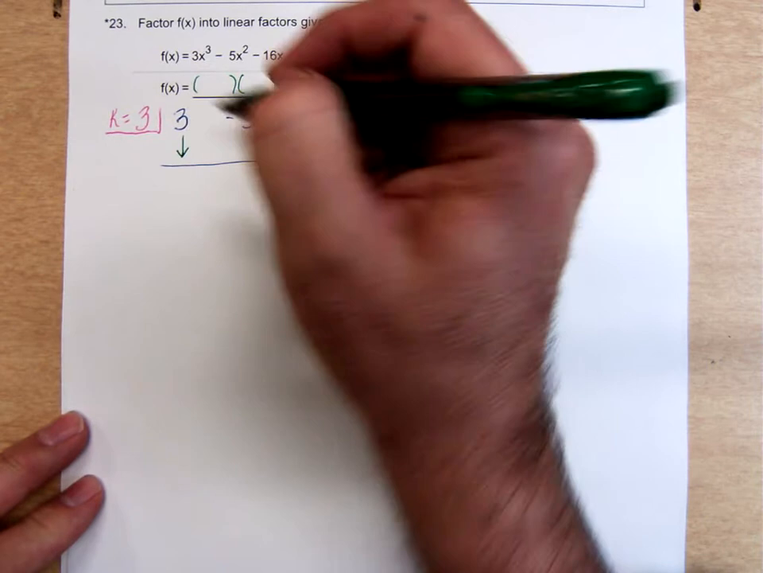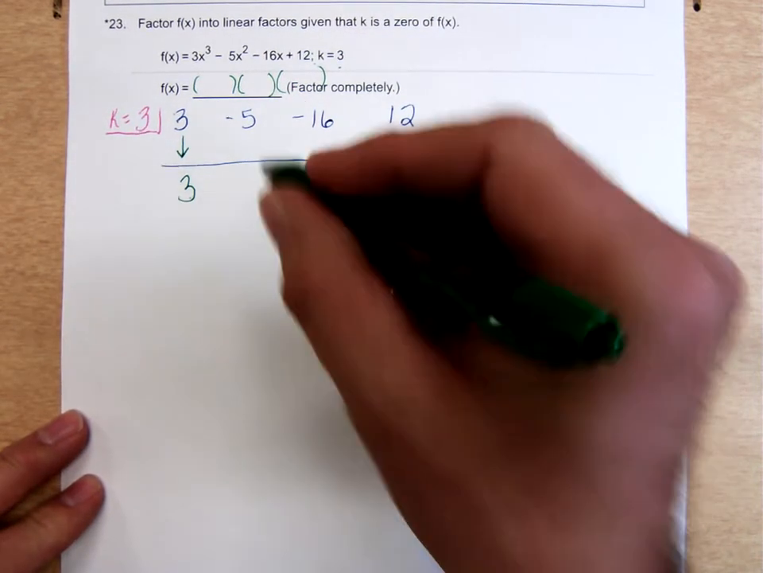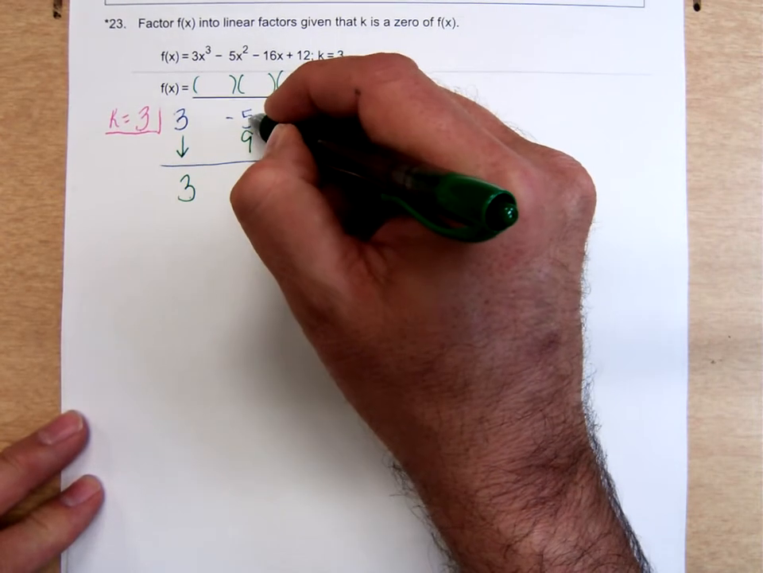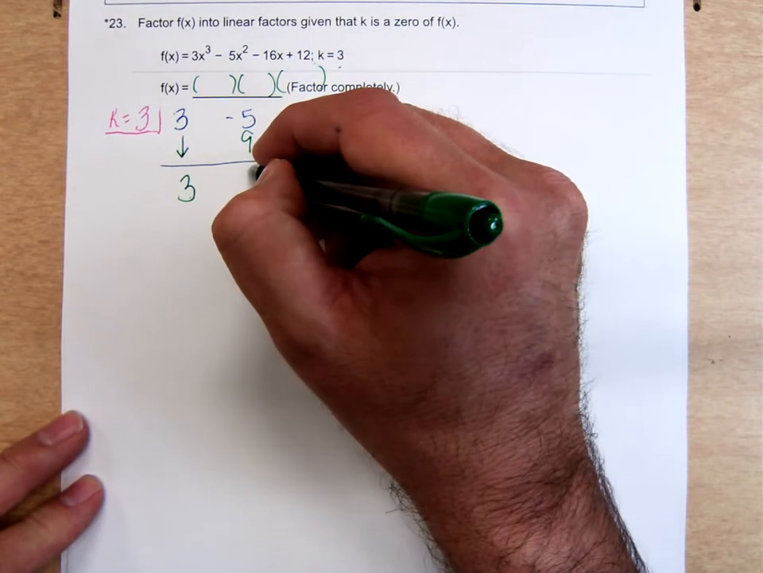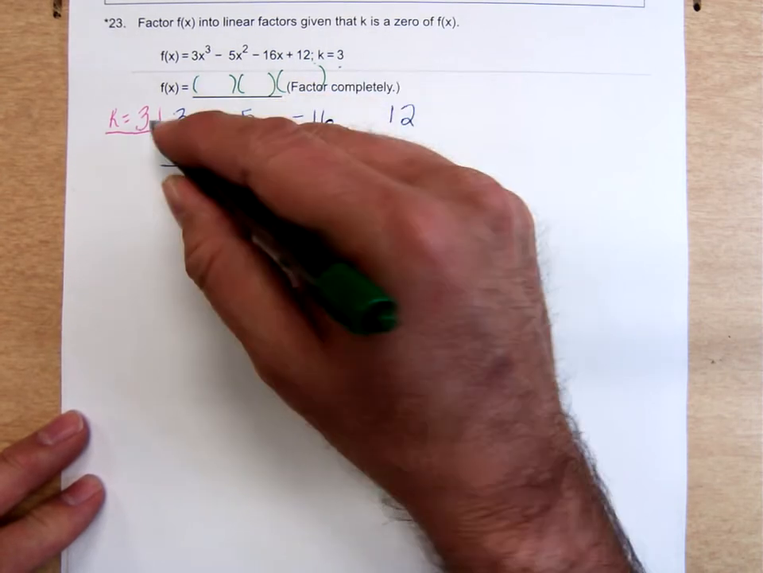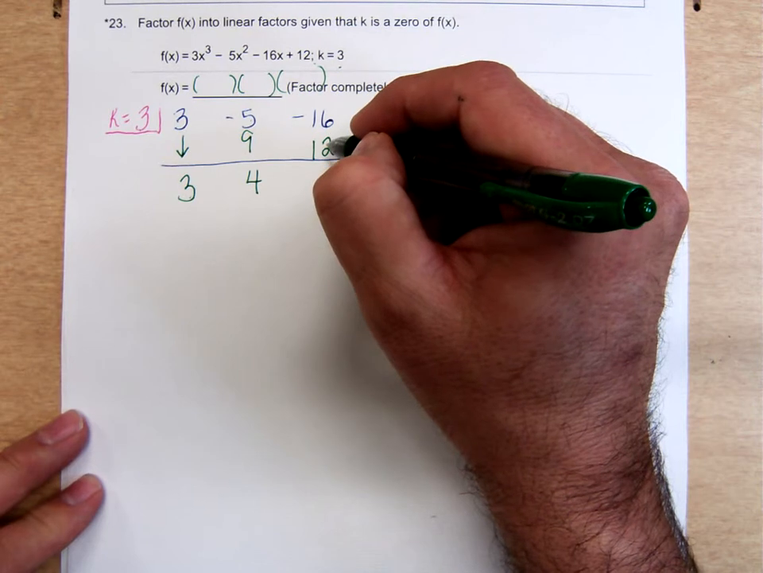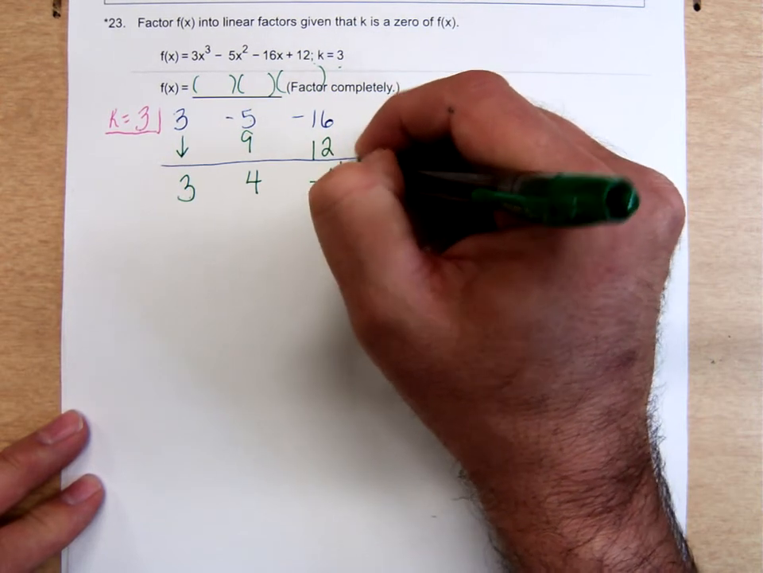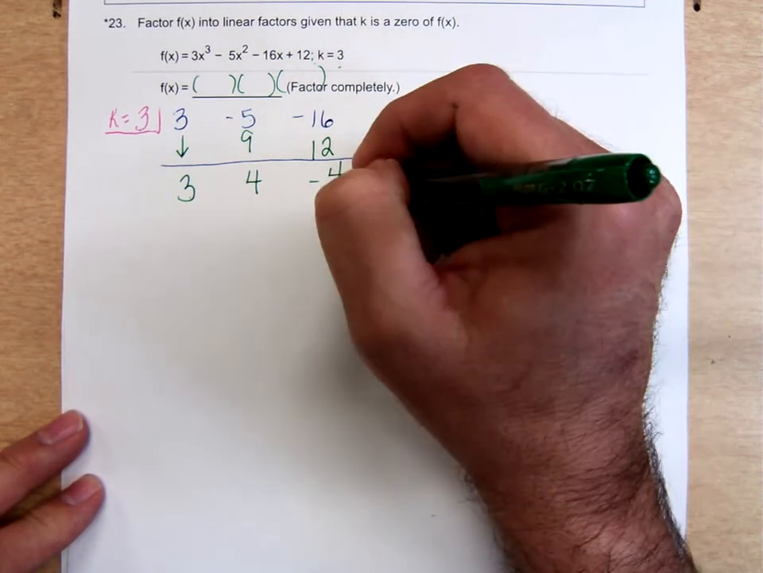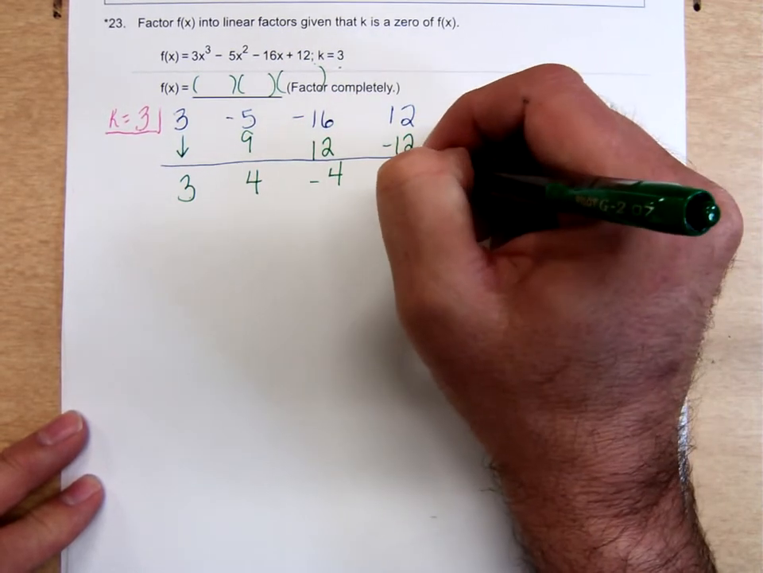Carry down that first number. And 3 times 3 is 9. Negative 5 plus 9 is 4. 4 times 3 is 12. Negative 16 plus 12 is negative 4. Negative 4 times 3 is negative 12. 12 minus 12 is 0.